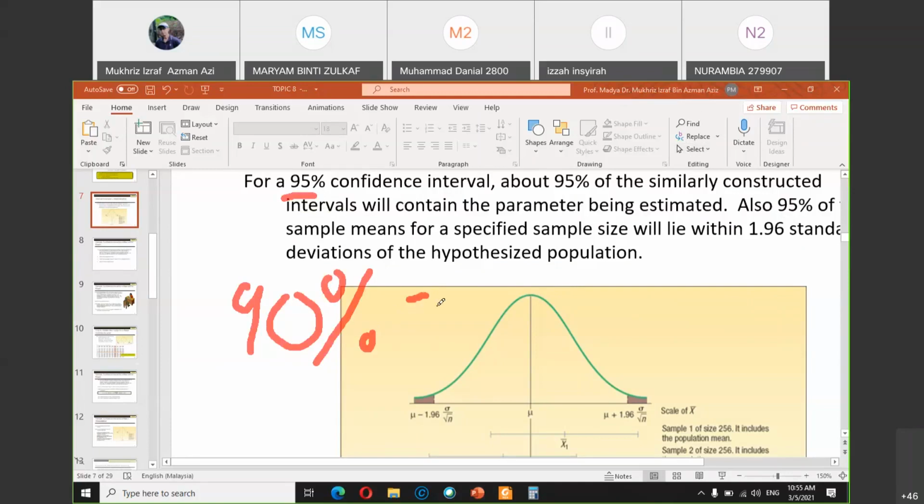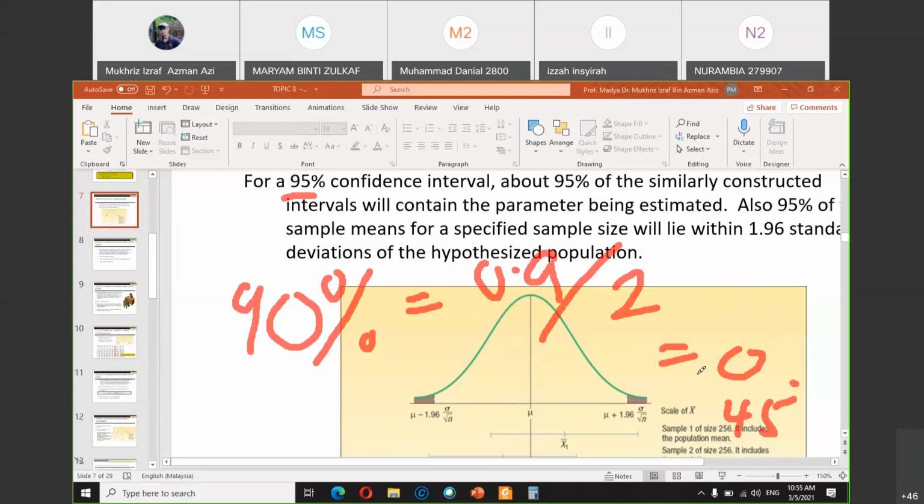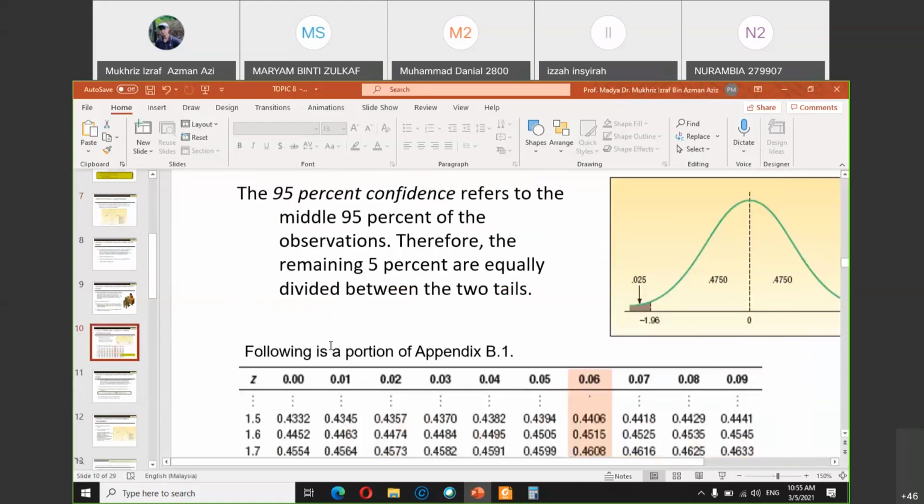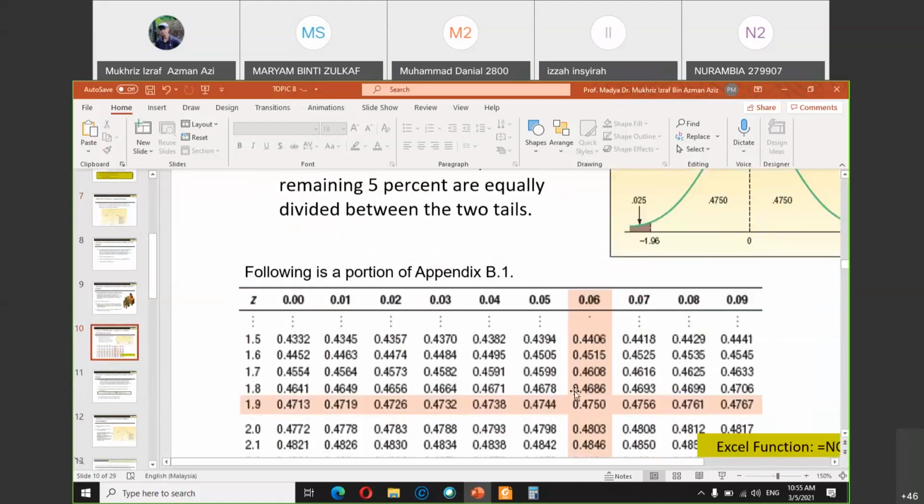90% means 0.9. So 0.9 means the area under the curve will be 0.9. If you cut the graph into half, 0.9 divided by 2 means that each area will be 0.45, correct? So 0.45, then you need to refer to the Z table for the value closest to 0.45. So if we go back to this table here, I'm not sure whether you can find exactly 0.45, the closest one will be here, 1.64.